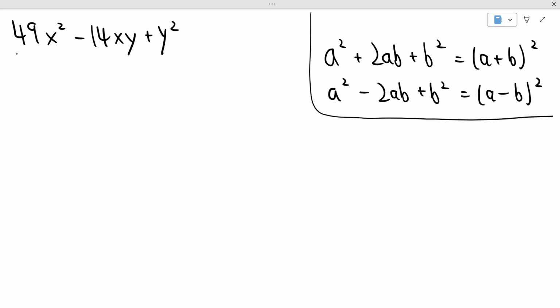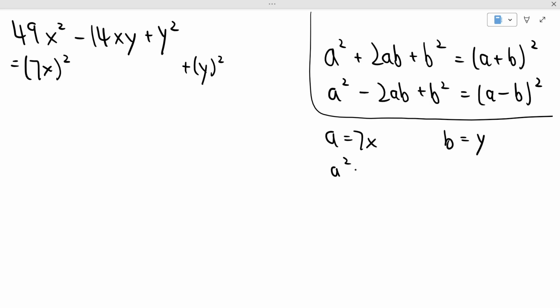Let's do a similar example. Notice that the second term, minus 14xy, has a minus sign in front of it, and this indicates that we'll be using our second formula with the a squared minus 2ab plus b squared. We can rewrite 49x squared as parentheses 7x squared, and the y squared remains the same. We'll set a equals 7x and b equals y, which means a squared is equal to parentheses 7x squared and b squared equals y squared.